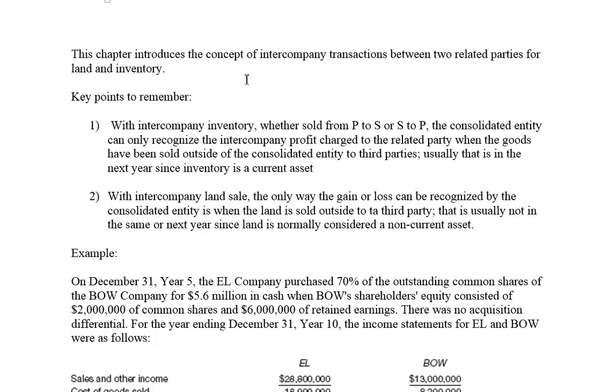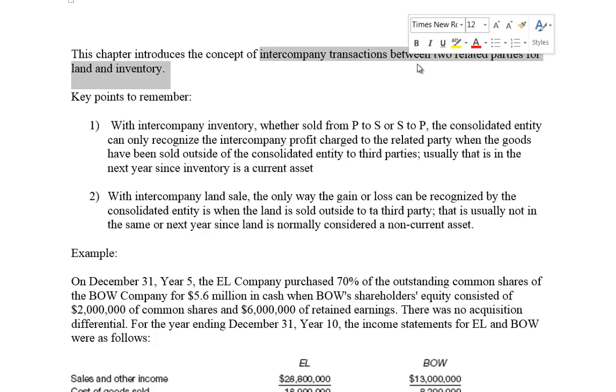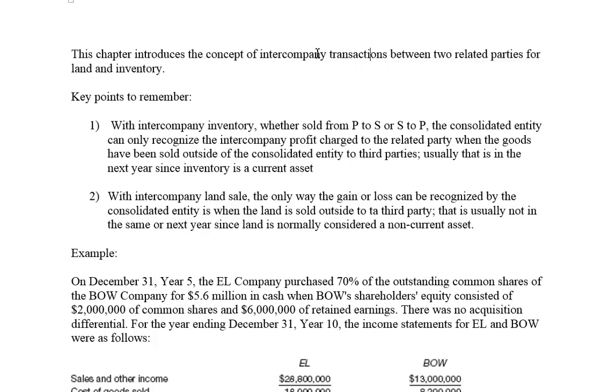But let's begin. As I said, this chapter is going to deal primarily with the intercompany transactions. And again, when we say intercompany, we mean that the transactions are between two related parties, a parent and a sub, for land and inventory.